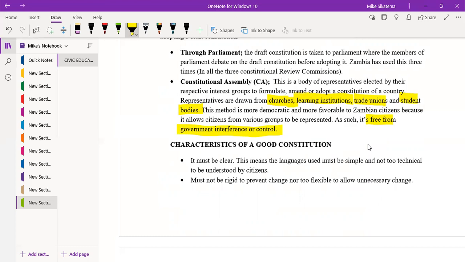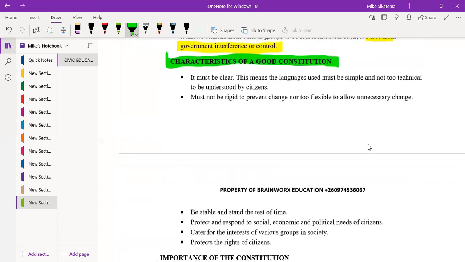And like I've been saying, the constitution is the reflection of the will of the people, of the citizens, a contract between the people and the government on how they are supposed to be ruled. Therefore, you need to have certain characteristics of a good constitution. It shouldn't be ambiguous. It must be clear. Anyone should be able to read and understand. This means the language used must be simple and not too technical to be understood. In fact, it should also be translated into many languages without actually changing the meaning of sentences.